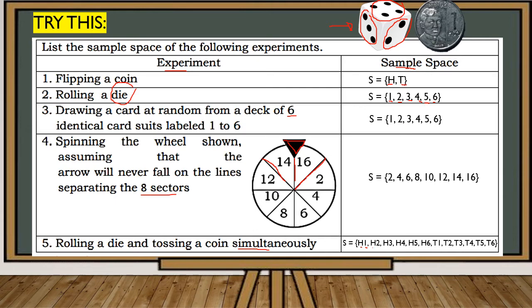Or you will get head and 2, head and 3, head and 4, head and 5, head and 6. Or you will get tail and 1, tail and 2, tail and 3, tail and 4, tail and 5, tail and 6. So how many possible outcomes do we have? 1, 2, 3, 4, 5, 6, 7, 8, 9, 10, 11, 12. So we have 12 possible outcomes. So when you roll a die and toss a coin simultaneously, it's one of these 12 outcomes that will occur.